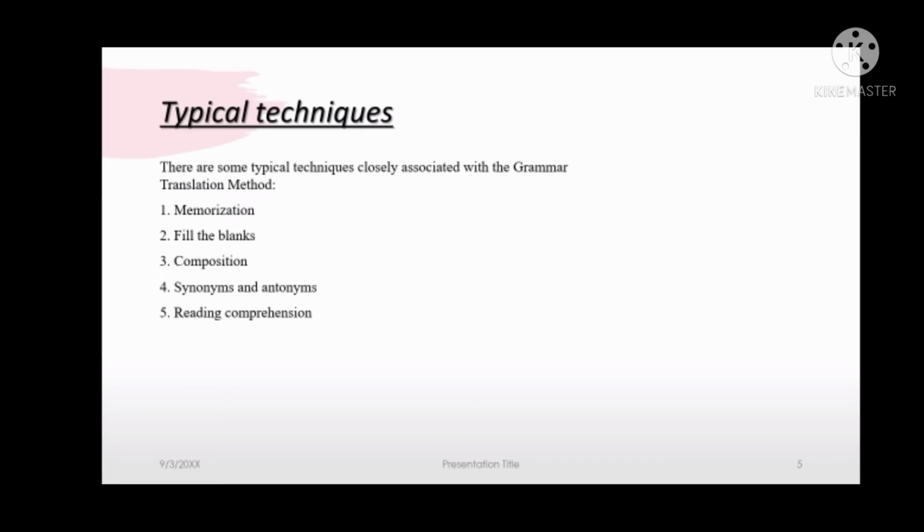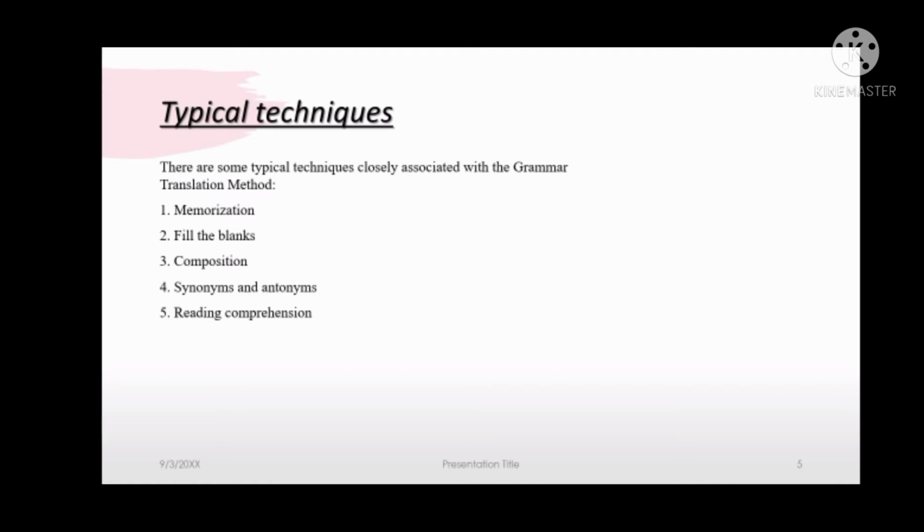In fill in the blanks, students are given a series of sentences with words that are missing. They fill in the blanks with new vocabulary items or with items of a particular grammar type, such as prepositions or verbs with different tenses. And the third one is composition. In composition, the teacher gives the students a topic to write about in the target language. The topic is based upon some aspect of the reading passage of the lesson.